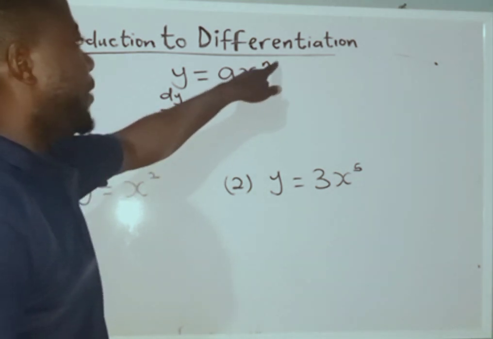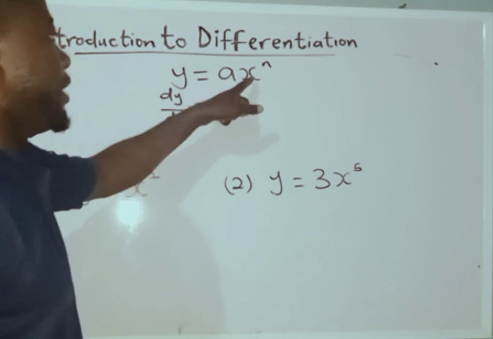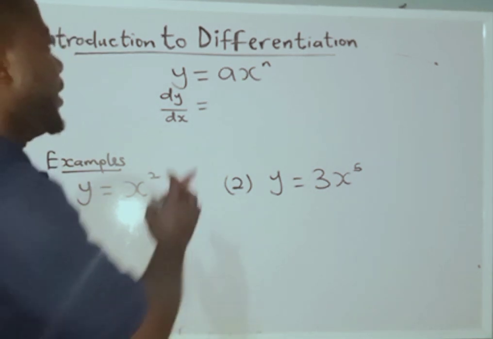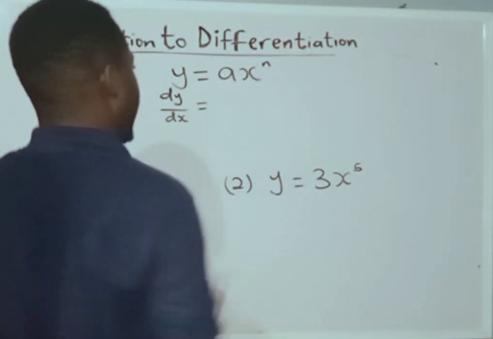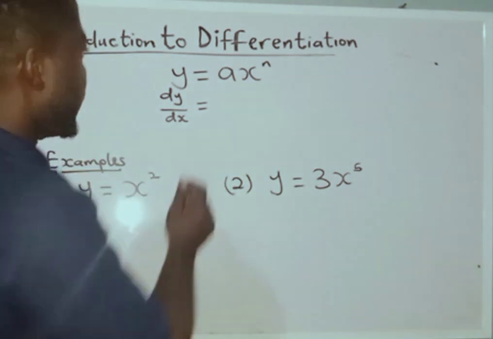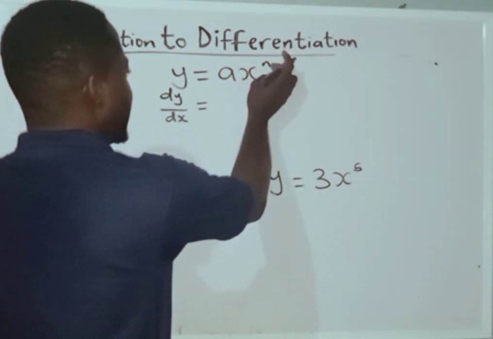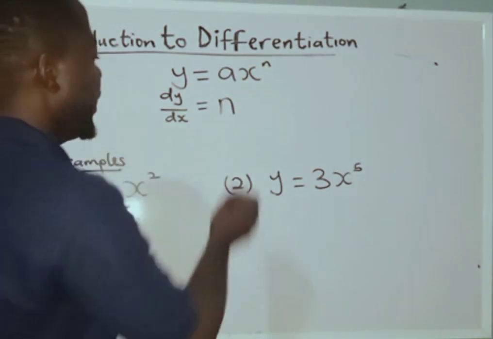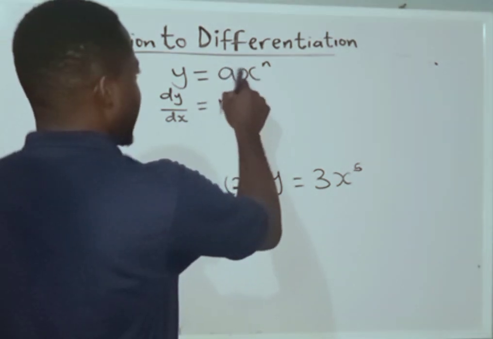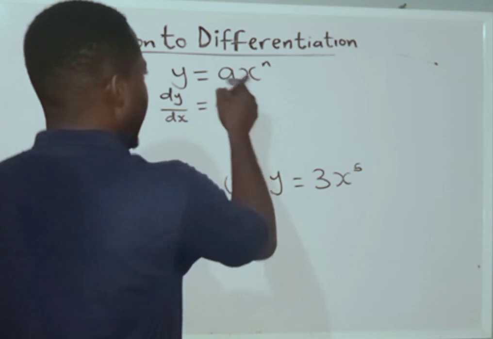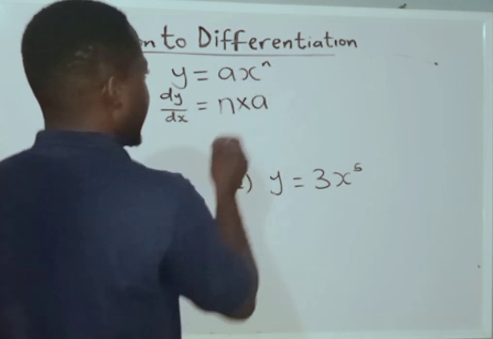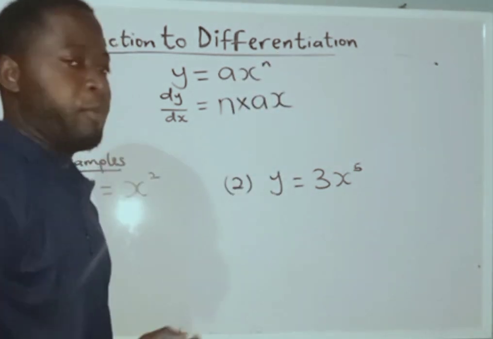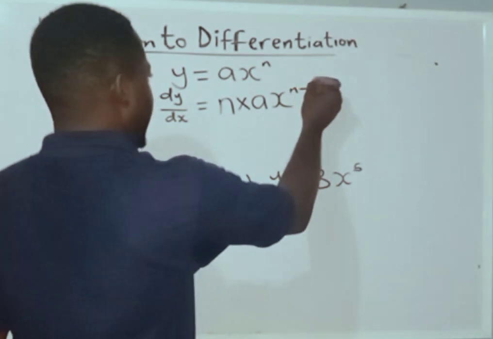We have ax raised to the power n. A here is the coefficient of x, where n is the power of x. Now, both of them, both a and n, are constant. Now, what you are going to do here, you say let the power come to the front. We have n, and it's going to multiply the coefficient of x, which is a. Then we have x. Now the power, you will reduce it by 1 by saying n minus 1.